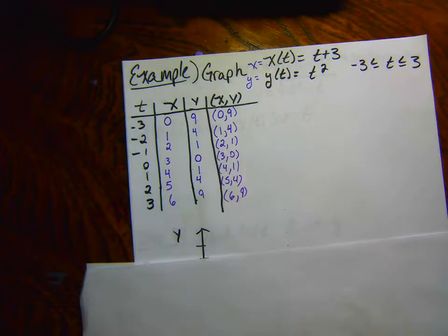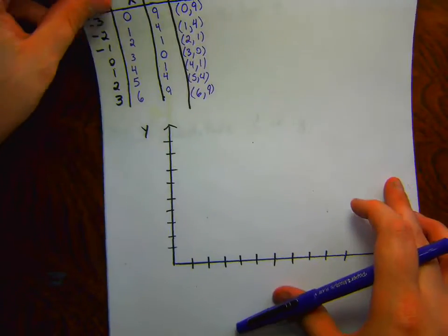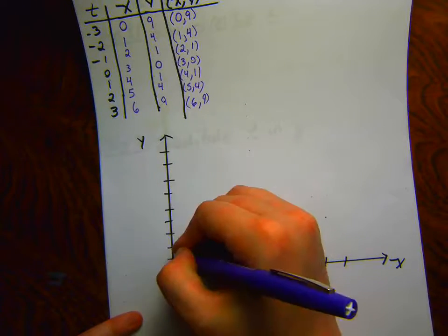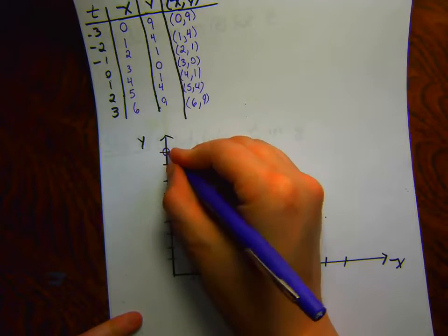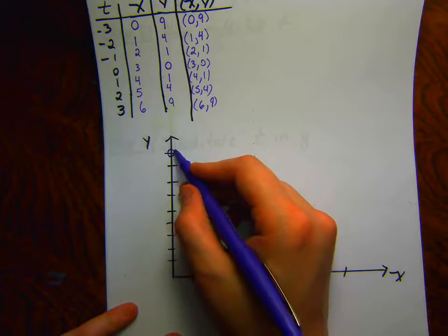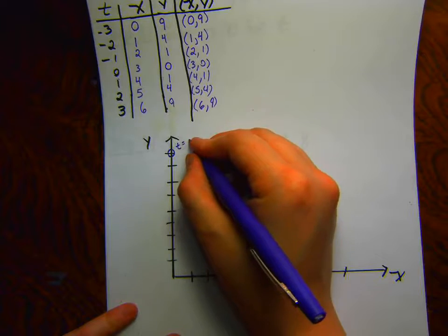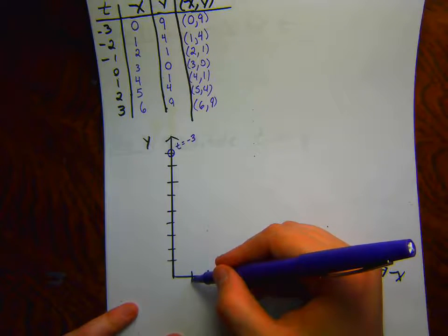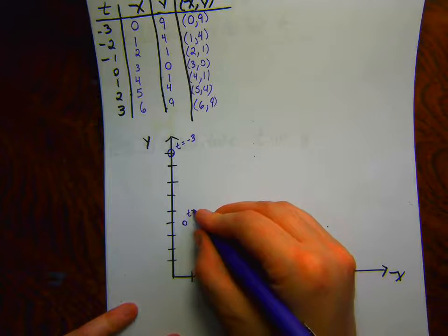Now, when I plot these points, I would plot them like I would if I was in regular rectangular coordinates. Alright, so at (0, 9), 1, 2, 3, 4, 5, 6, 7, 8, 9, I have that point. However, now this point, I'm going to label this t equals −3. Alright, and then I have the point (1, 4). I'm going to label that t equals −2.